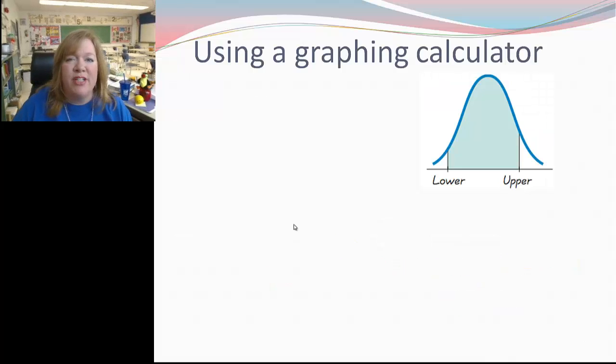Time for technology. We're going to use our graphing calculator to do these different calculations. Remember that the calculators of today a lot of times have the tables built right into them, so you can just have your calculator and quickly get the answer.